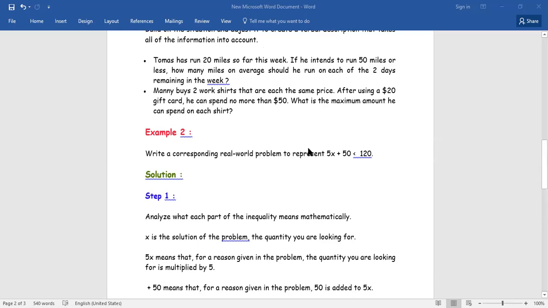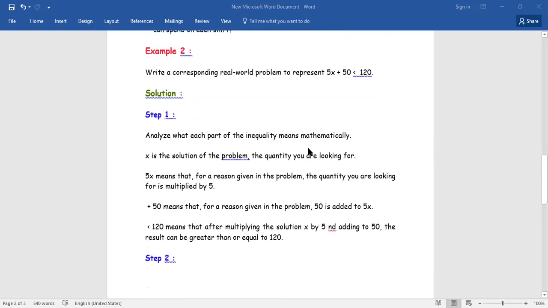Let's move to the second question, example number 2. Write a corresponding real-world problem to represent 5x plus 50 less than 120. Can I say my story, according to this inequality, 5x plus 50 less than 120?